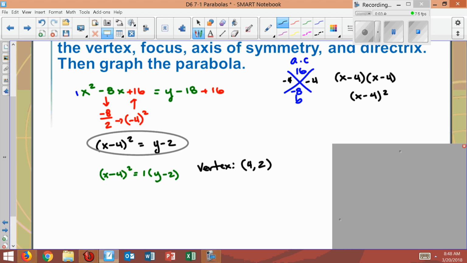So that's the vertex. Next, we'd find the focus. Now remember, to find the focus, you take this term and say 4p equals 1. So p would equal 1/4, or we could do it as 0.25. That being the case, it's next to y. I would add that to the 2. So I'd get 2.25. That's my focus. Next comes the axis of symmetry.